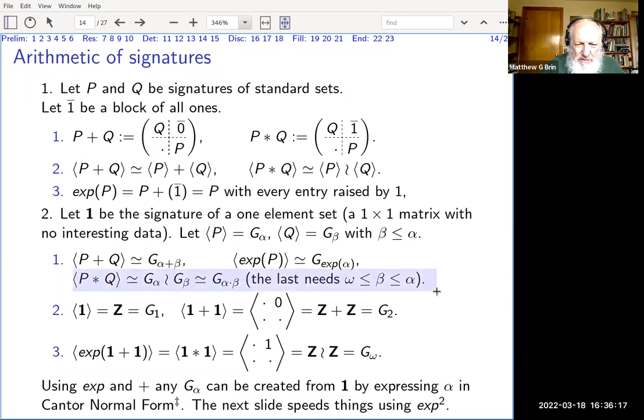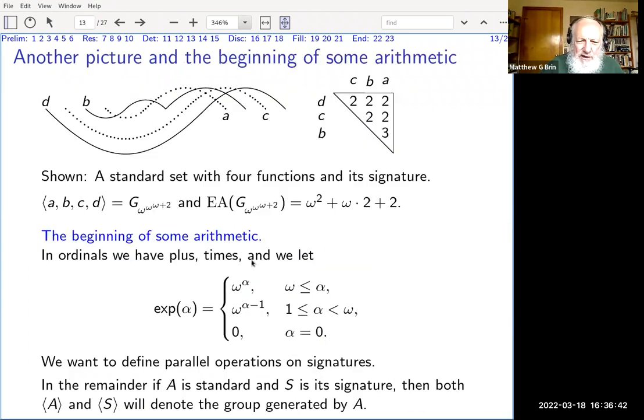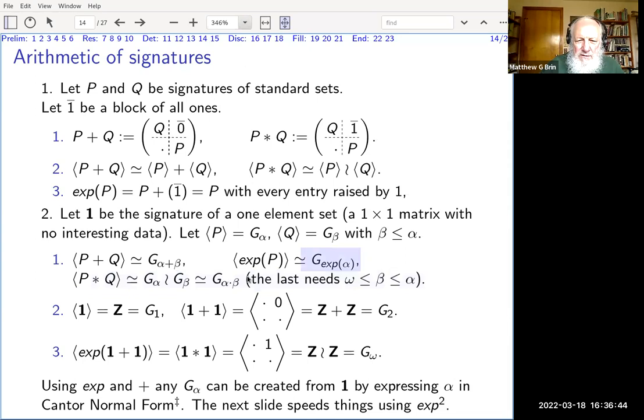Modulo some problems that you avoid by making sure that everything is infinite. The wreath product corresponds to the group that corresponds to the product of the indices. And when you exponentiate the signature, you raise everything by 1. You get the group that corresponds to the exponentiation of alpha using the formula on the previous page, where you take the finite ordinals of special cases.